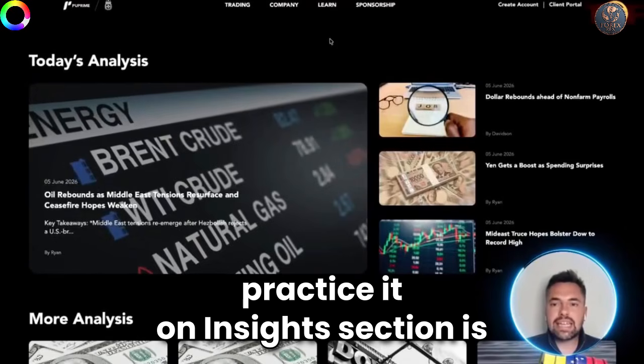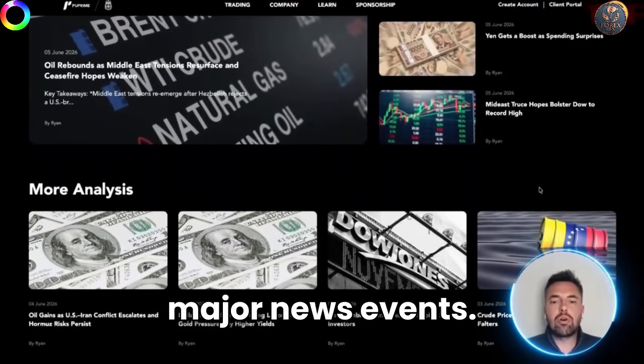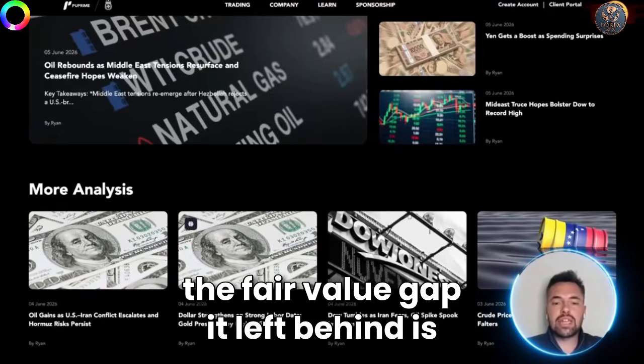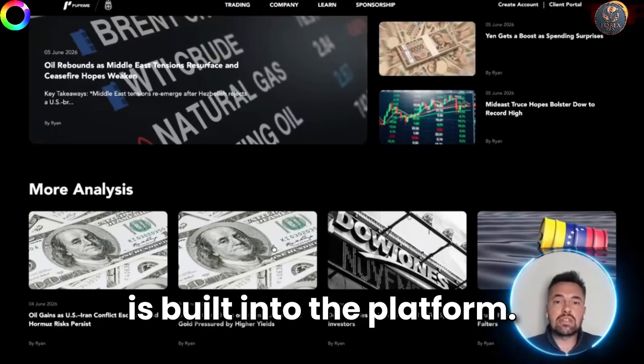The insight section is also worth mentioning here because fair value gaps often form around major news events. Understanding what caused a big move helps you decide whether the fair value gap it left behind is worth trading from. That context is built into the platform.